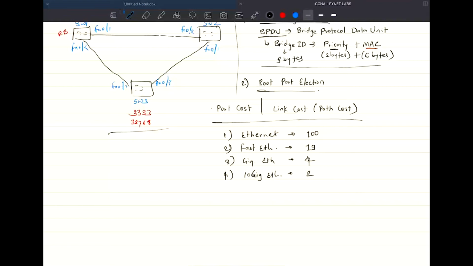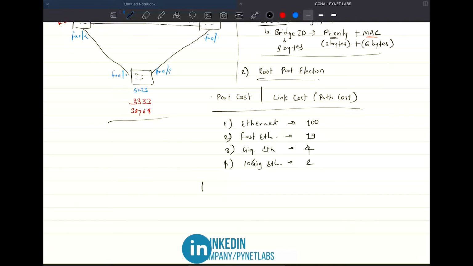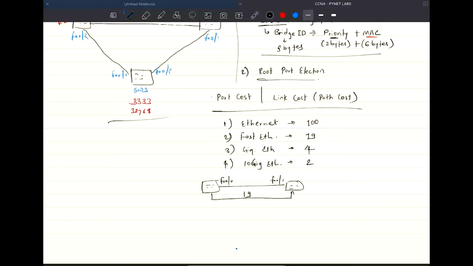Now, if you have two switches connecting together, and the link they are using is FA0/0 to FA0/1, can I say that the cost to reach from here to here is 19? Do you agree with this? Perfect. And if I again add another switch over here, with FA0/2 and FA0/1, can I say the cost to reach from here to here is 38?